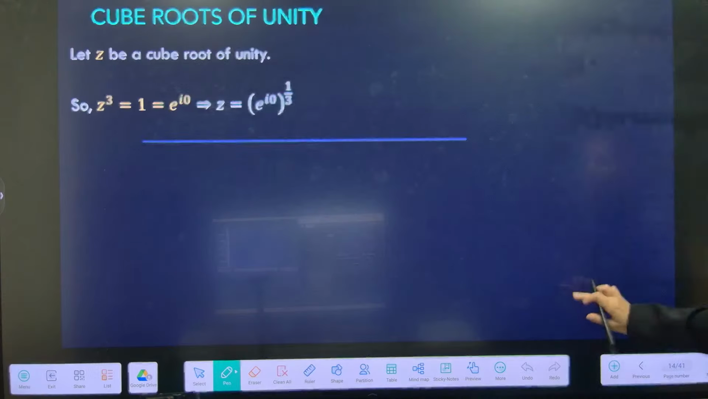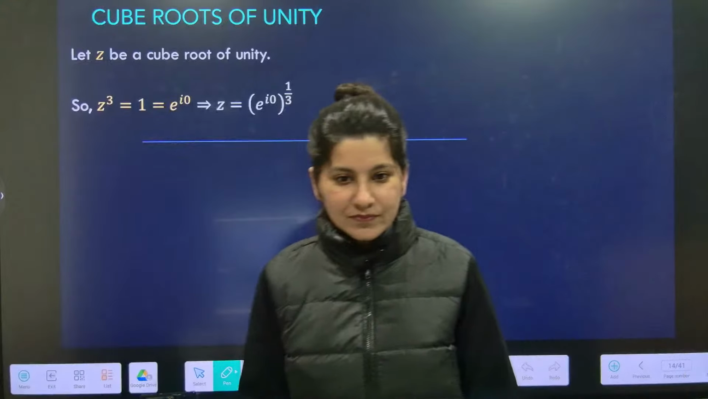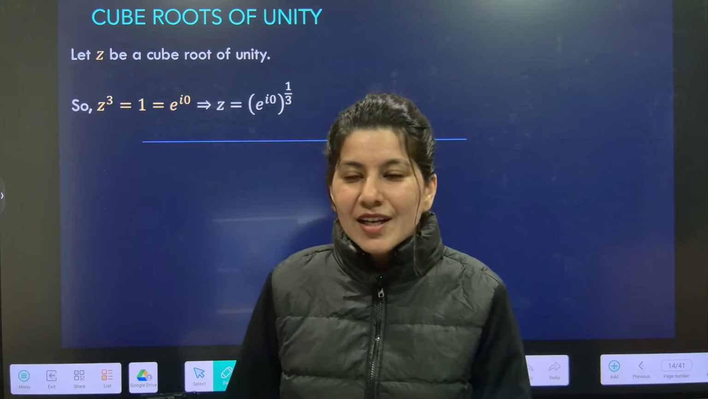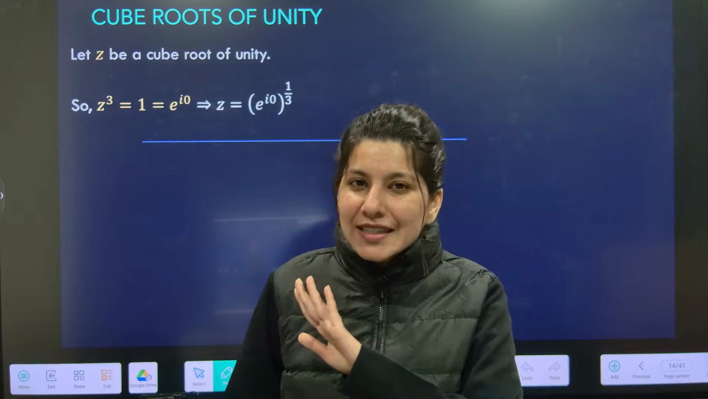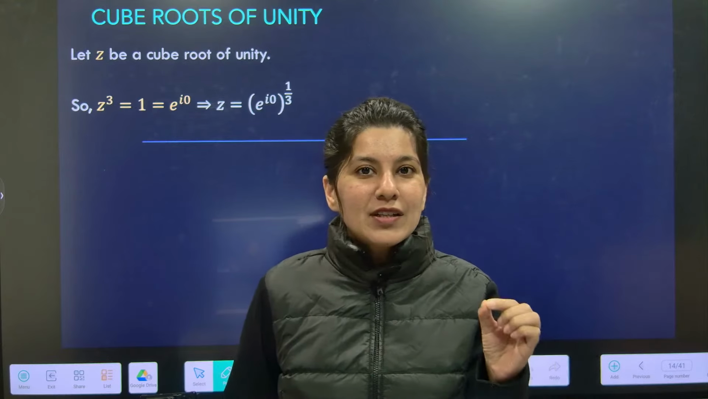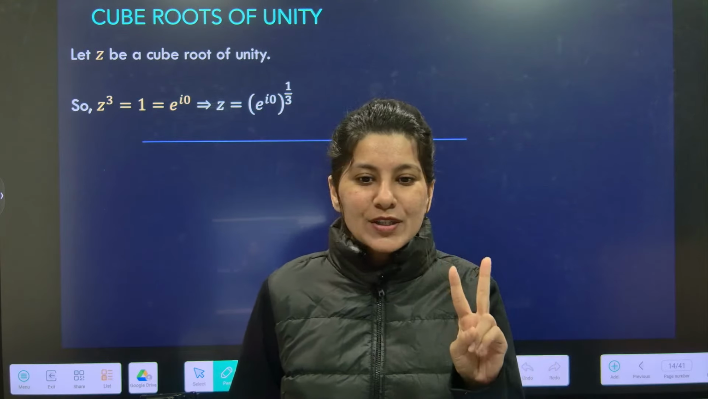Now let's talk about cube roots of unity. Cube roots of unity would be a cakewalk for you if you have understood de Moivre's theorem, the past two questions.